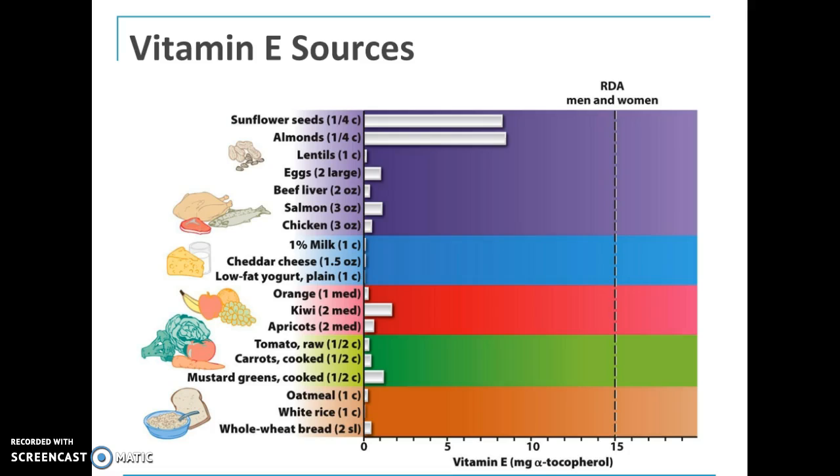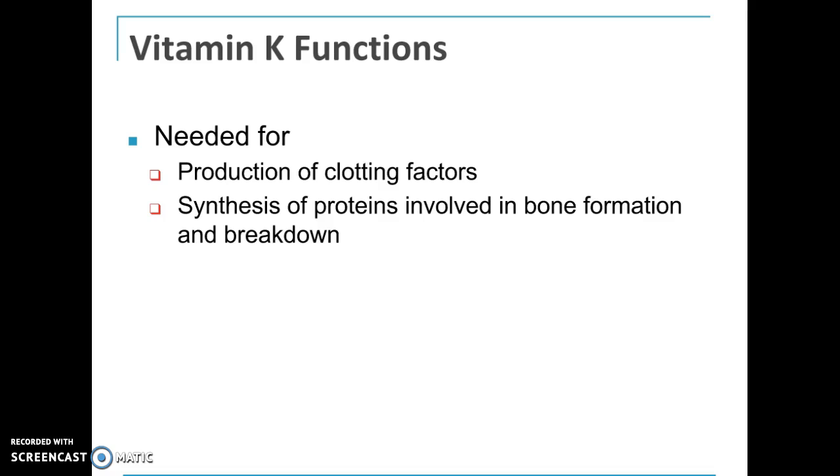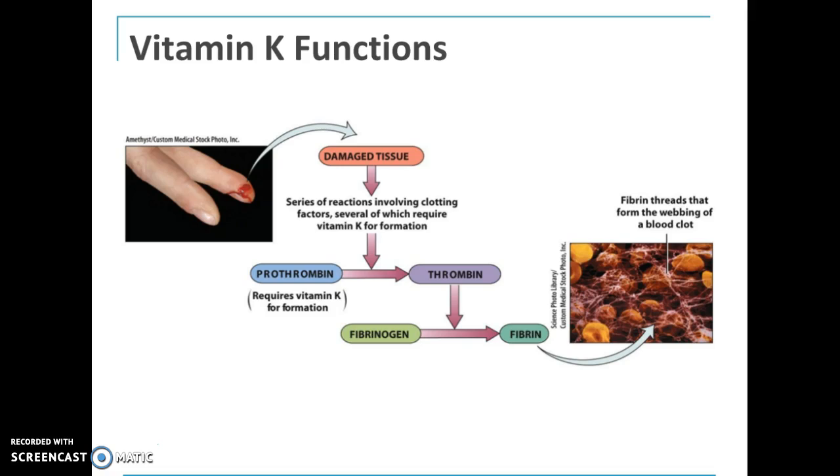And as you can see, food sources are mostly in our nuts and seeds, and they're found in the oils of most plants. Last, we have vitamin K. It's needed for the production of clotting factors and also synthesizes some proteins involved in bone formation and breakdown. So in its clotting factor role, damaged tissue causes a series of reactions that involve clotting factors, and several of those require vitamin K for formation.